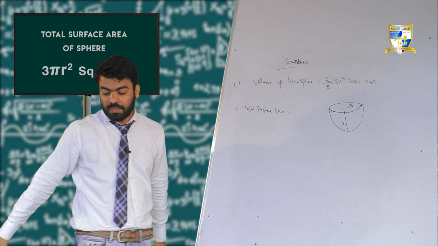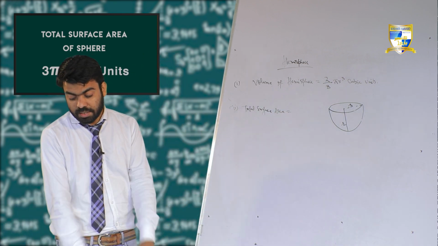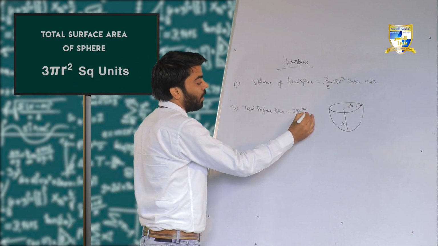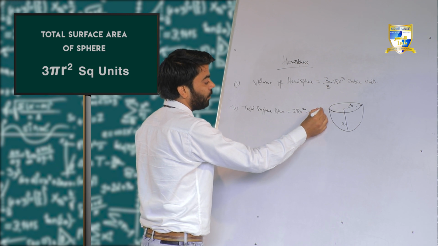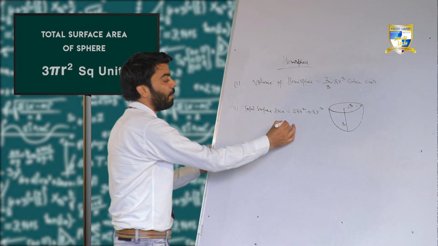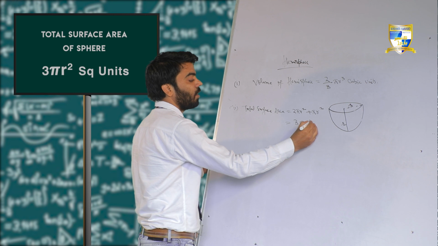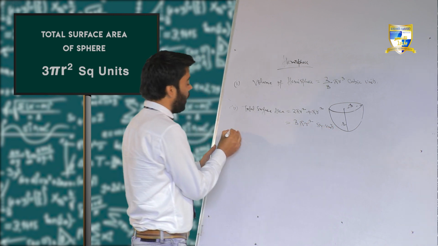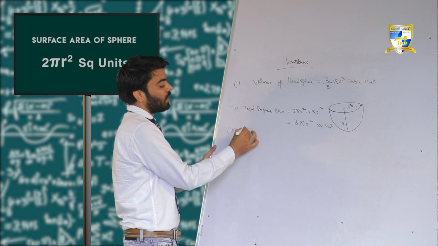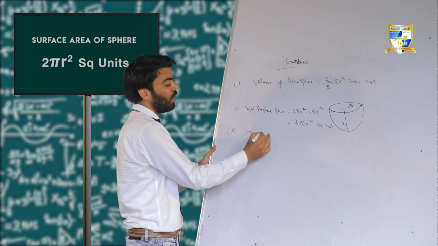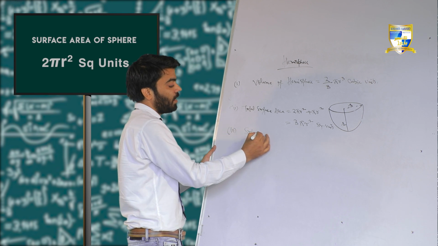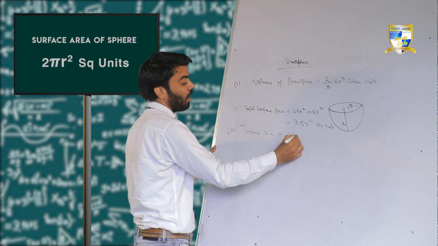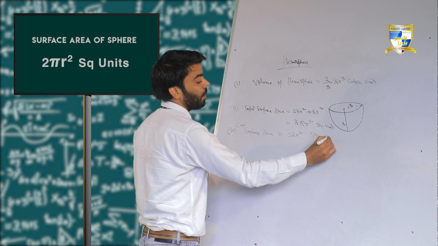that will be equal to the surface area of hemisphere, right? Surface area of hemisphere is equal to 2 pi r square. That's 2 pi r square plus pi r square. That's equivalent to 3 pi r square. That means total surface area is equal to 3 pi r square units. And third is what? Surface area, not total surface area, only curved surface area. That's the surface area, or we can write it curved surface area. That's 2 pi r square units.